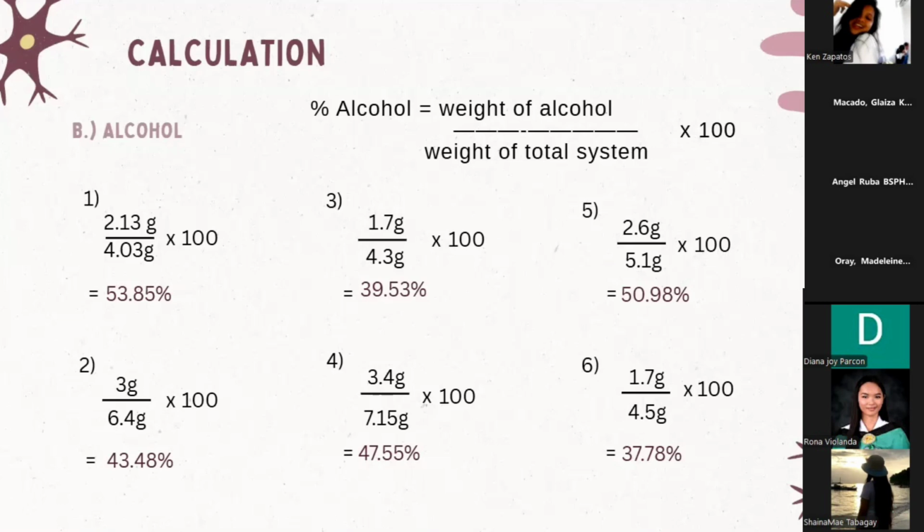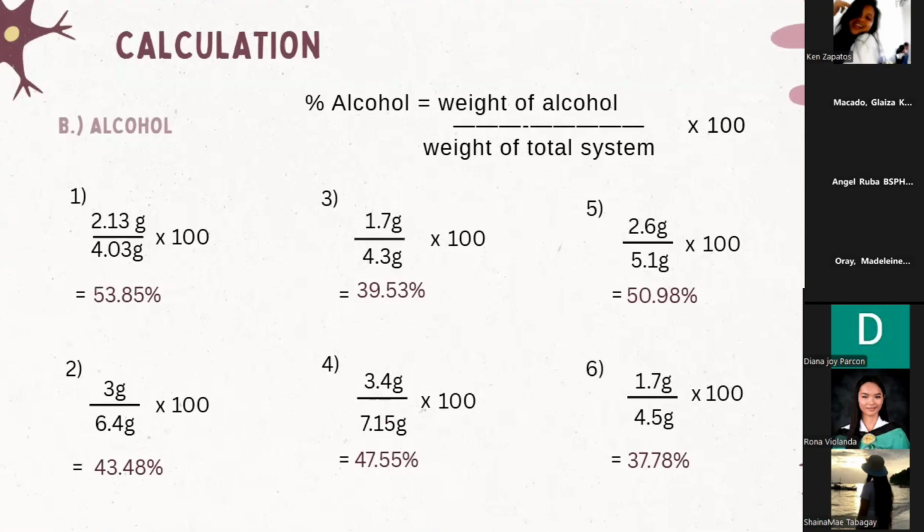In system 5, 2.6 grams divided by 5.1 grams multiplied by 100 gives us 50.98%. System 6, 1.7 grams divided by 4.5 grams multiplied by 100 is equal to 37.78%.